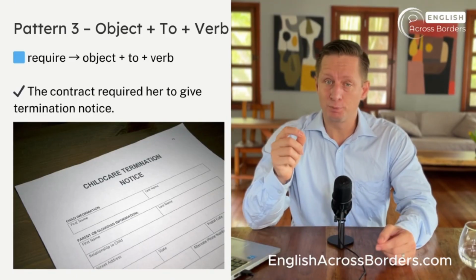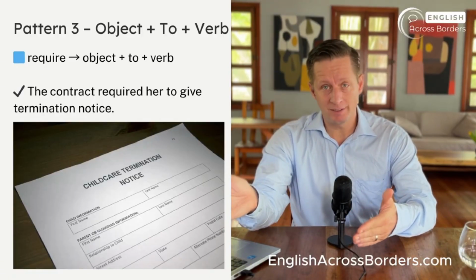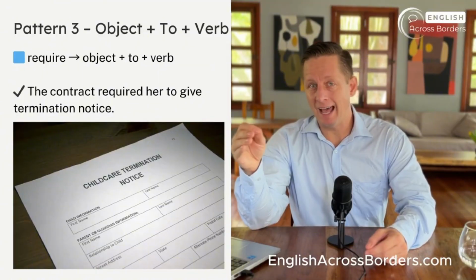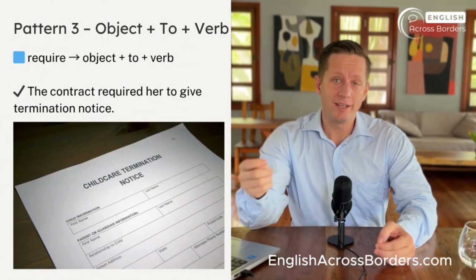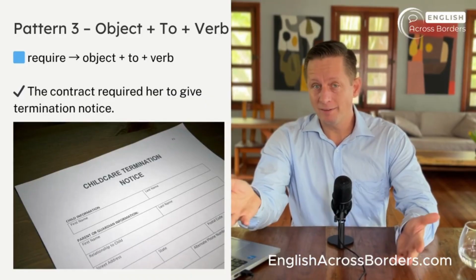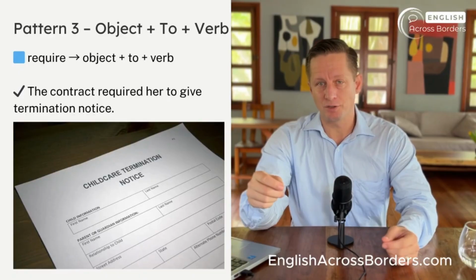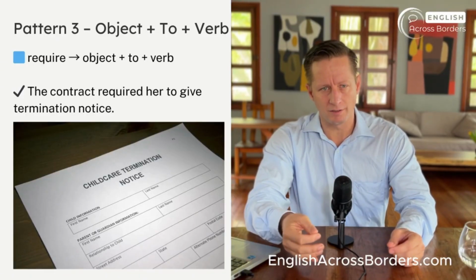This is one of the most precise and professional ways to assign responsibility in legal documents. You are not just saying what needs to happen, you're saying who needs to do it and what they need to do. Why does it matter? Because using the wrong pattern sounds unnatural and can confuse the meaning in contracts or negotiations.